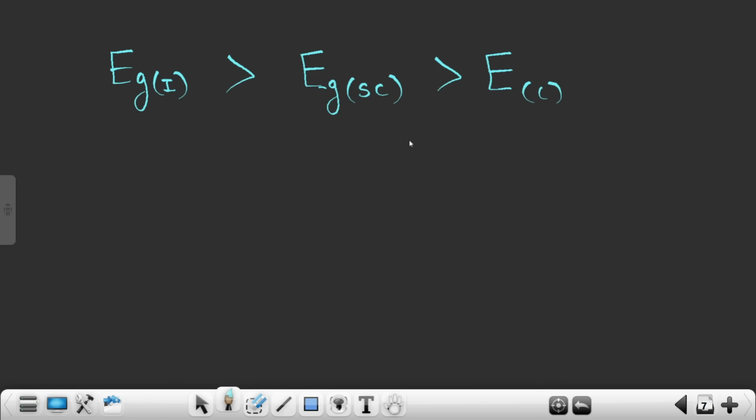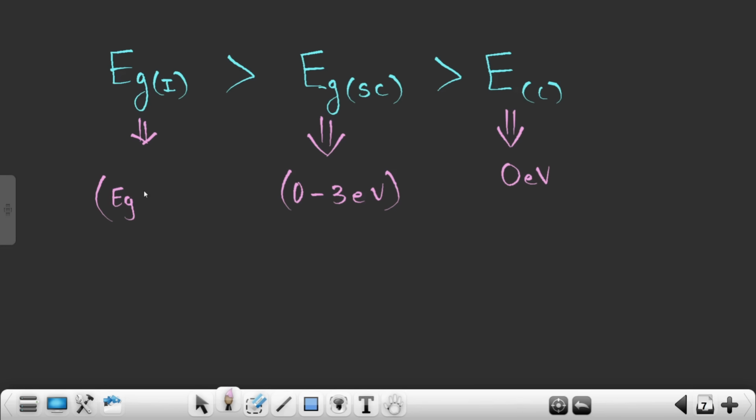And what are the values for it? Generally, the energy gap in case of a conductor is around 0 electron volt. For a semiconductor it is around 0 to 3 electron volt, and for an insulator it is greater than 3 electron volts. It can be any number; if you take some other material, its value could be greater than 6 electron volt as well.